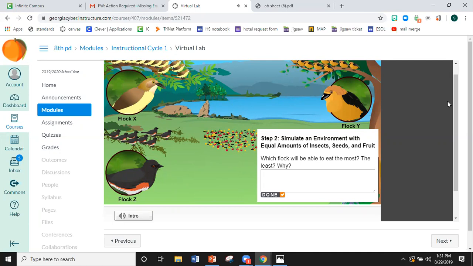All right, there are 10 birds in each flock. Flock X up here in the top left, Y is the dark yellow orange colored guy, and Z down here at the bottom. So there are 30 birds. There are 300 pieces of food, 100 seeds, 100 fruits, and 100 bugs. So in the chat box, make some predictions. Remember he said that they can all eat any of them, but they have one they prefer more than the rest. So what do you think is going to happen?